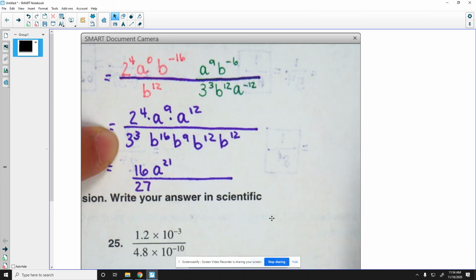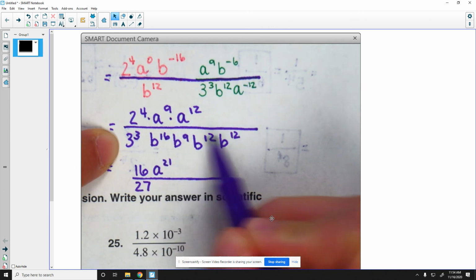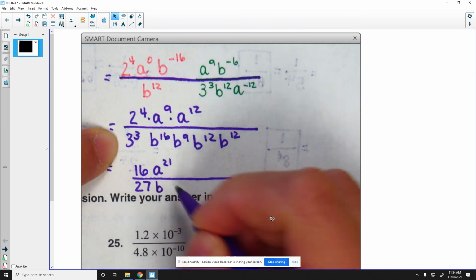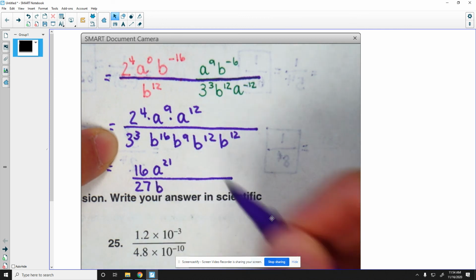Holy moly. Okay. I have B to the 16, B to the 9, B to the 12, B to the 12. So what do I do with all those exponents? Add. Add them. Did anyone add? What? Is it 51? Yeah.